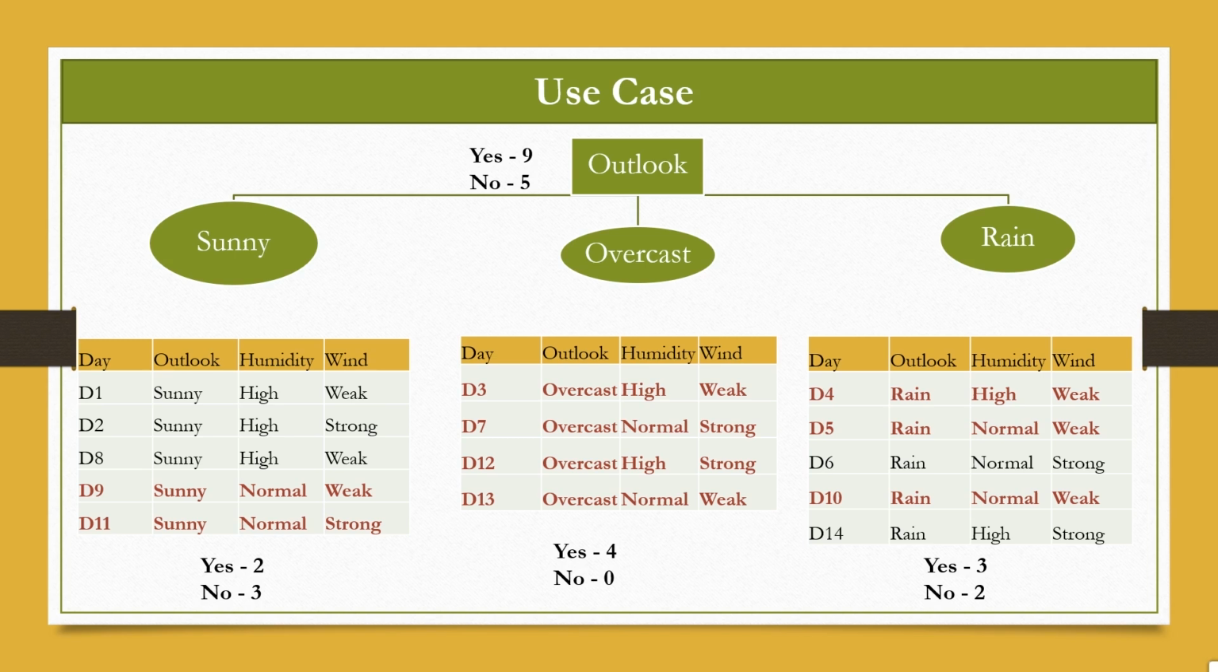Now some of you might ask me, why haven't you chosen overcast? Overcast is not a variable. It is a value of the outlook variable. That's why we have chosen outlook here, because it has a 100% pure subset, which is overcast.